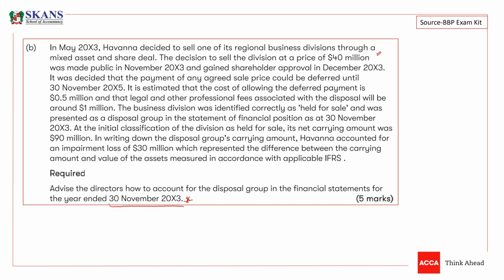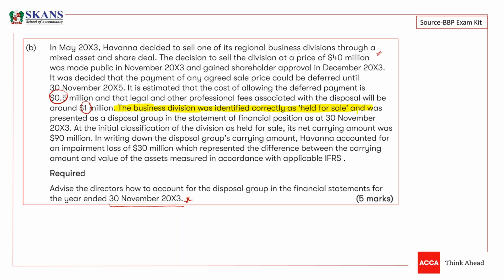1.5. Yes, so 0.5 and 1. It means we have cost to sell of 1 million. The business division was identified correctly as held for sale. This is an important thing. Look, the examiner is saying in the question that they have correctly identified this as held for sale.